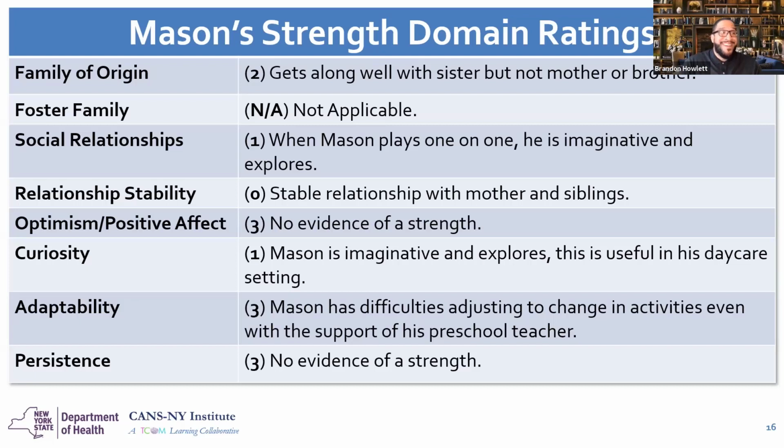Relationship stability, a 0. Stable relationship with the mother, okay? Stable relationship with the mother and the sister. So this shouldn't say siblings, it probably should say sister. So we want to use that on a day-to-day basis. How can we inject the relationship with mom and the relationship with the sister into the plan?